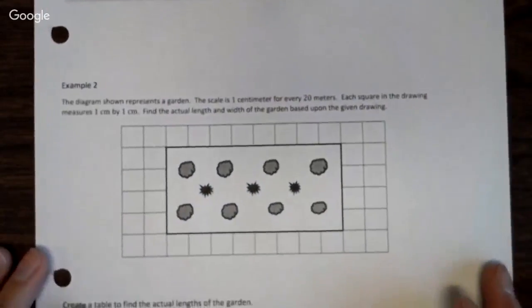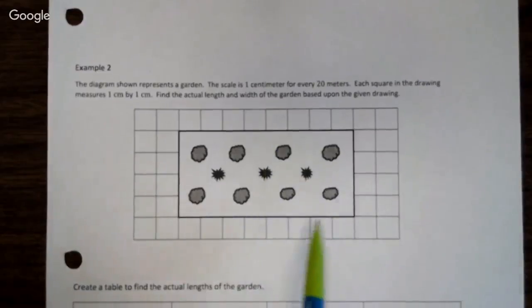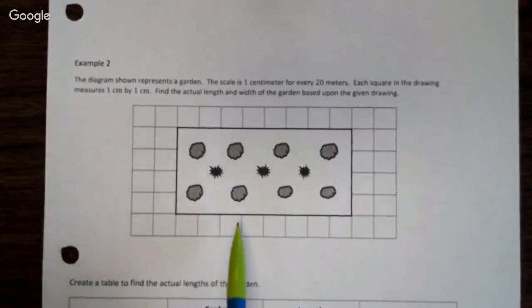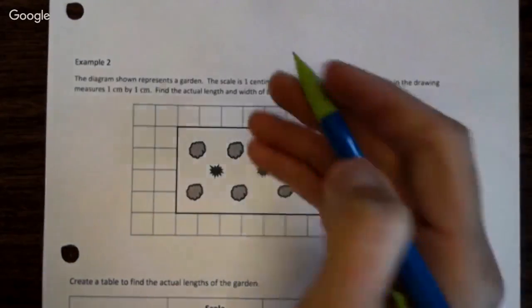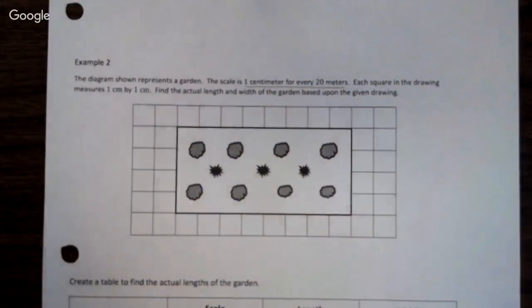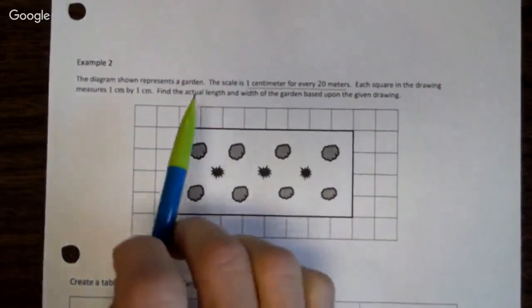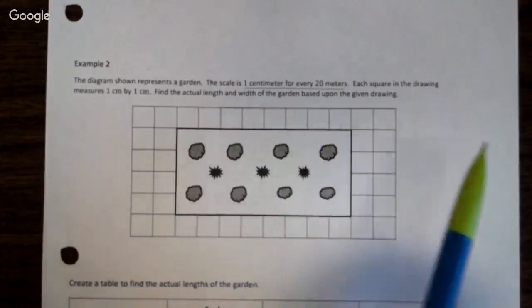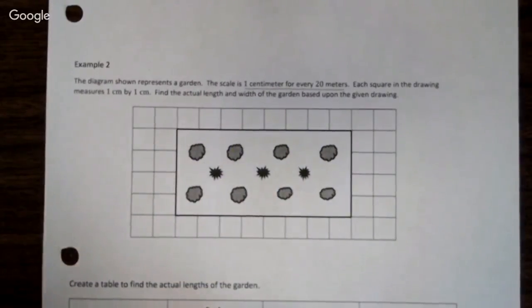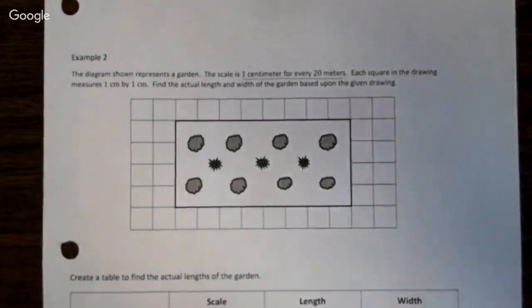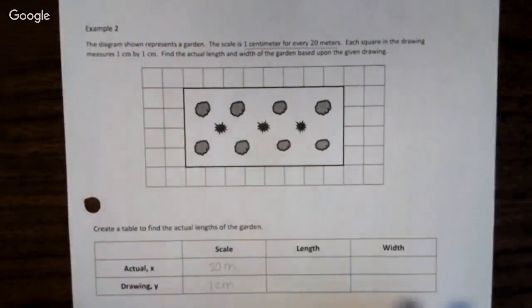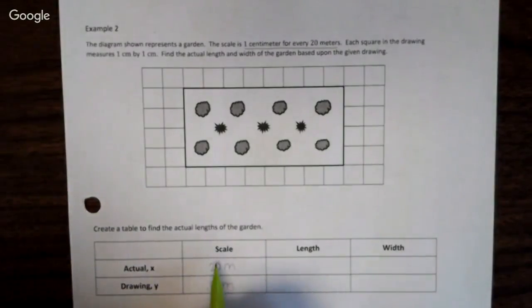All right, so let's keep going with this. Let's look at example 2. Example 2 says this is the diagram. We talked about this yesterday. Here's a garden. The scale is 1 centimeter for every 20 meters. So find the actual length and width of the garden. So our scale, 1 centimeter in the drawing is equal to 20 meters. There we go. So that's my scale.